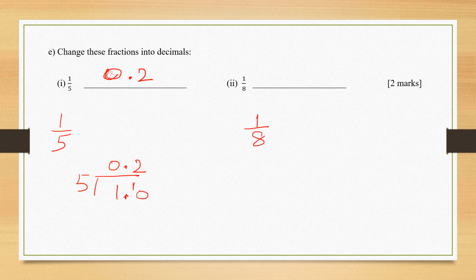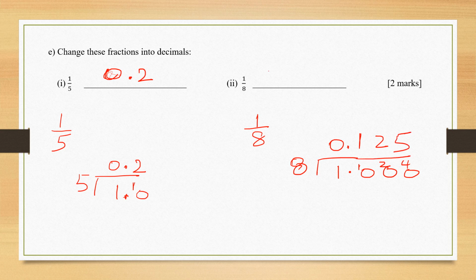1 over 8. 8, the denominator, into 1. 8 into 1 is 0. Carry over the 1. 8 into 10 is 1. Remainder 2. 8 into 20 is 2, 8 2s are 16. Remainder 4. And 8 into 40 is 5. So the answer is 0.125. Okay, so I used the method of short division.